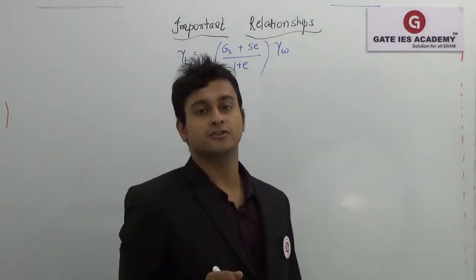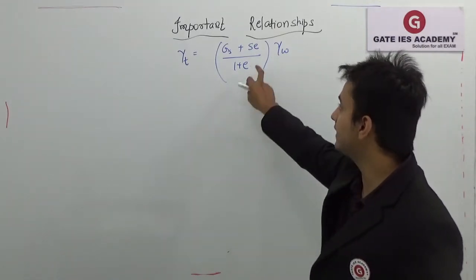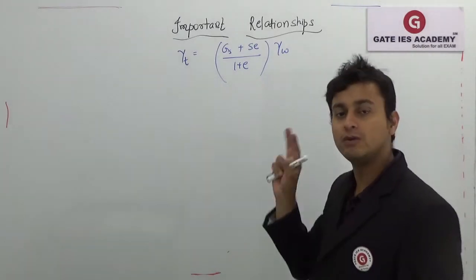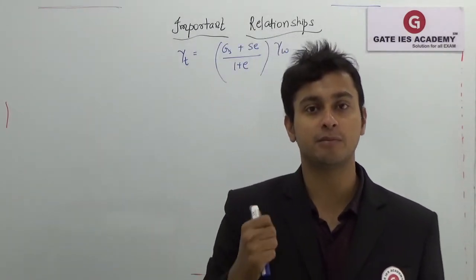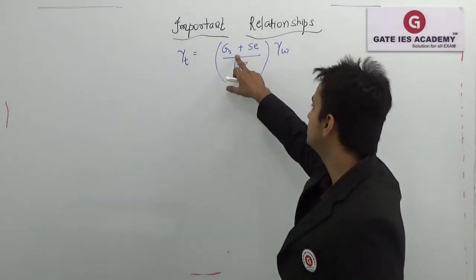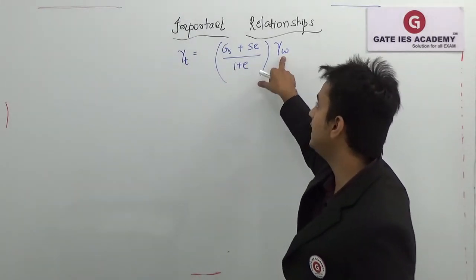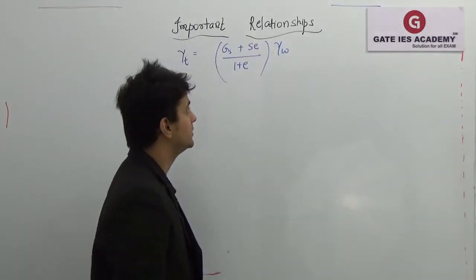Okay students, so apart from Se = wGs, you have to again remember this formula. That is only what I am recommending: learn two formulas. These are very important. So this will be nothing but γt = (Gs + Se)/(1 + e) γw. Let's try to derive this particular formula as well.